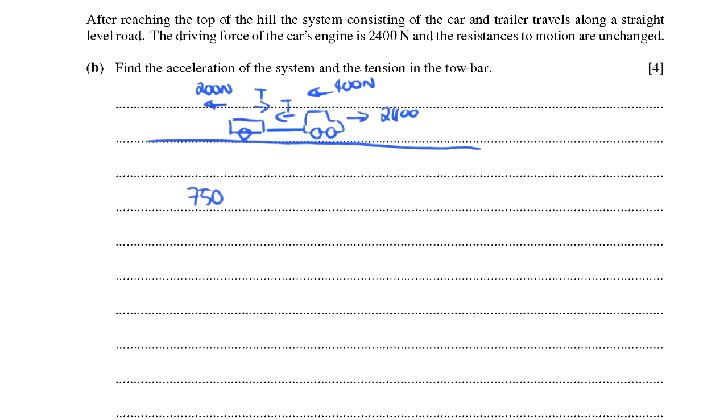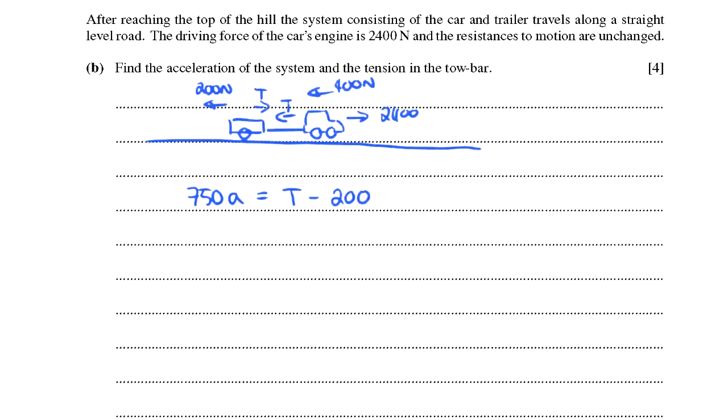So we have 750 times acceleration is equal to... okay, is it accelerating forwards or is it accelerating backwards? Let's just assume it's going to go forwards. So we'll say the tension is larger than the 200, and that's going to be the force of acceleration, or the resultant force. Of course, if we're wrong, a will be negative instead of positive.